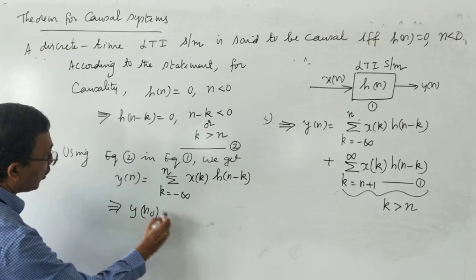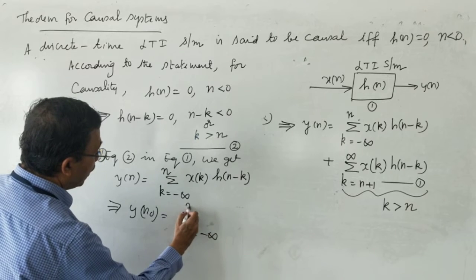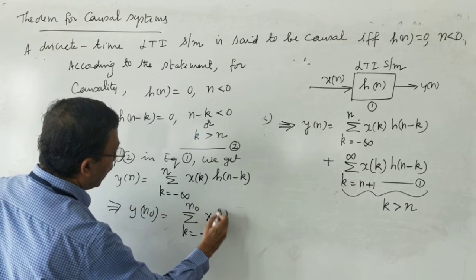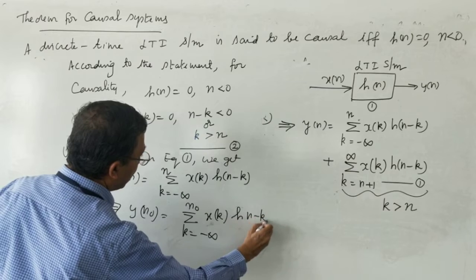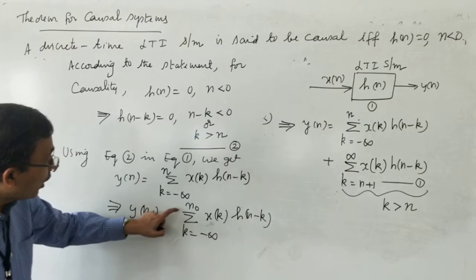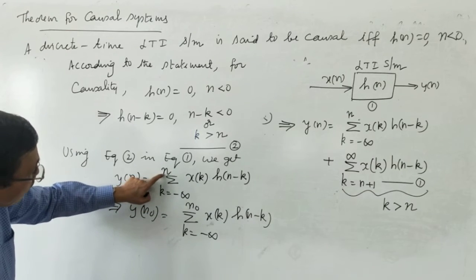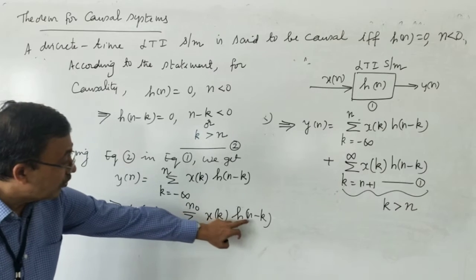This in turn implies y of n naught. Put n equal to n naught. What you get? Summation k equals minus infinity to n naught x of k into h of n minus k. Please don't replace this n by n naught. Only in the limits you have to make the alteration. When you put n equal to n naught, only this n gets replaced by n naught. This n is not affected.